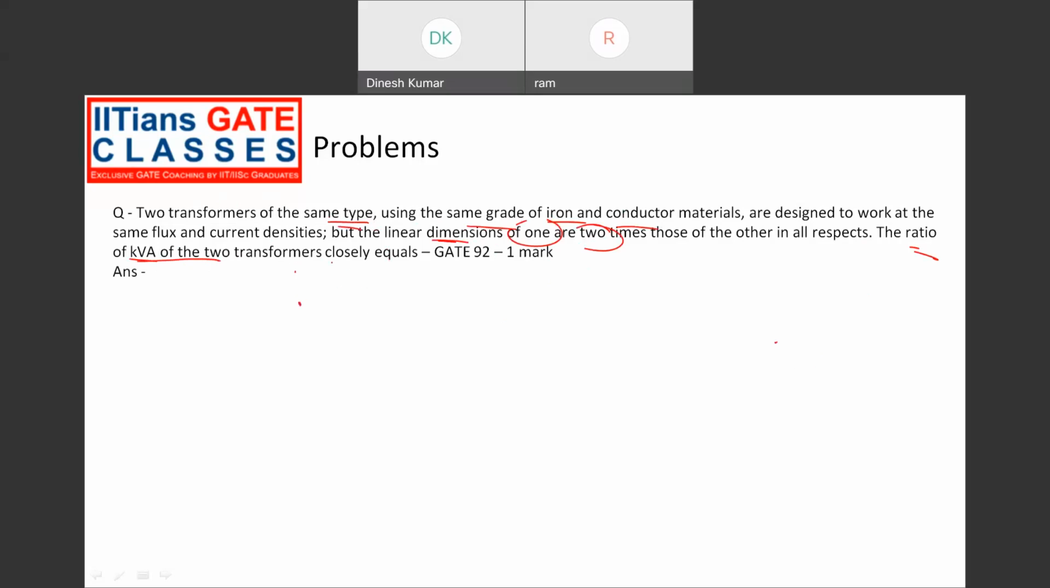So for a transformer generally, the kVA is proportional to the induced EMF into current. And generally the current expression is given by I equal to J into A. J is the current density, A is the cross section area of the conductor. Okay. So here I can write I2 by I1 equal to A2 by A1, since the current density is the same because we are using the same material.